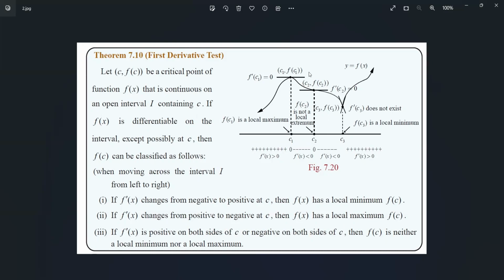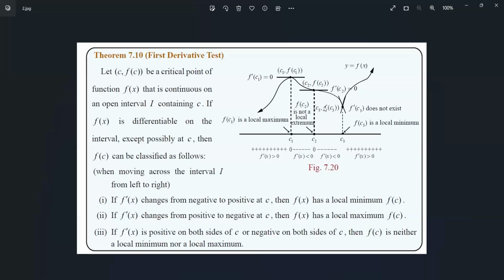So here, what this means is, suppose we look at this graph, a local maximum happens at c1, which is a point of local maximum. To the left side of this c1, f'(x) is a positive value, whereas to the right side of c1, f'(x) is a negative value. So that means this c1 point is a local maximum.